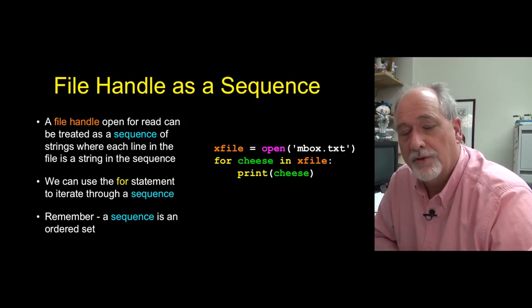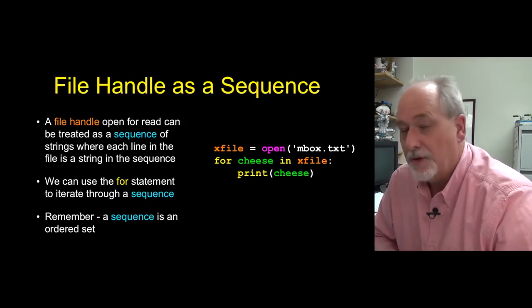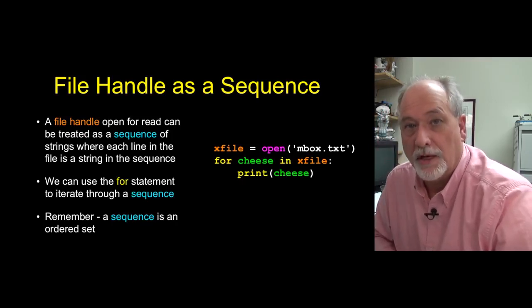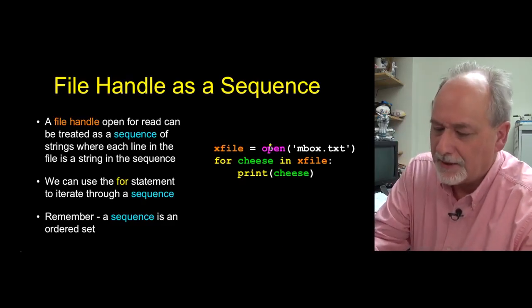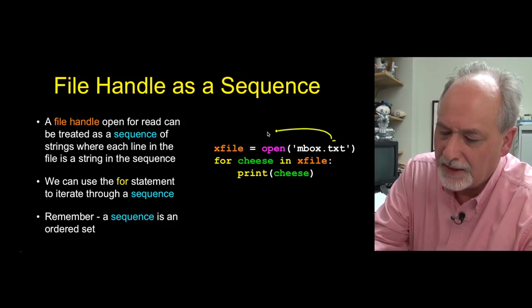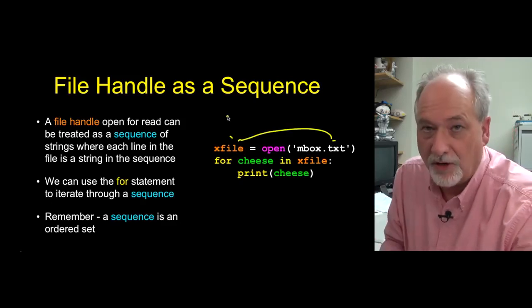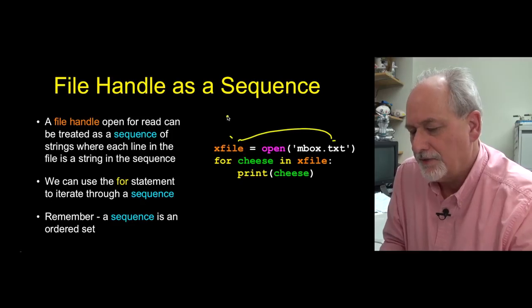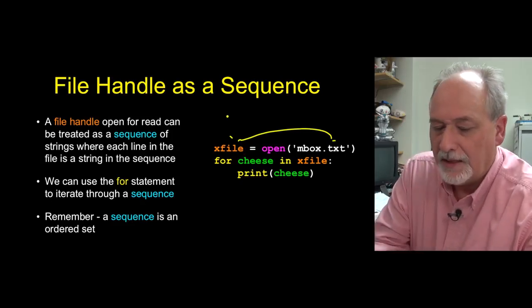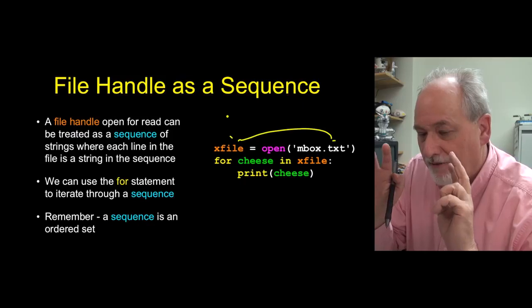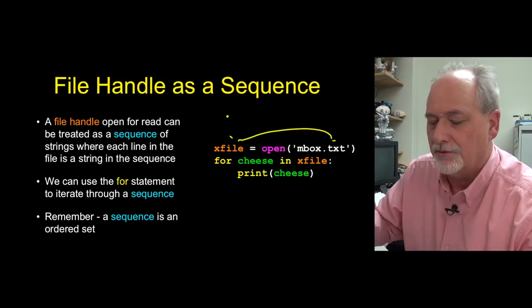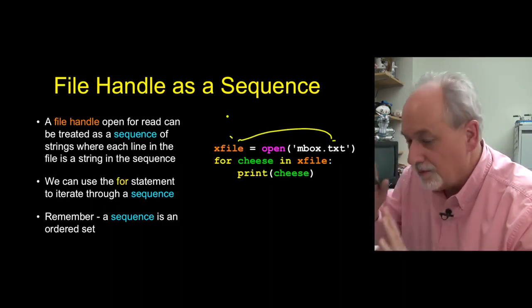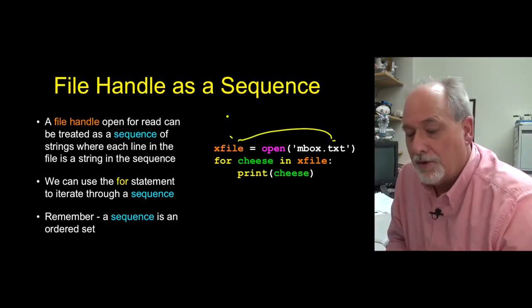So we're going to find that there's a number of different ways that we can read through the file. But the most common way is to treat it as a sequence of lines. And we're going to use the definite loop, the for loop, to do this. What happens here is we open the file and get back a handle. That handle, xfile, is the variable I just named xfile. That's not the data, but it is a sequence. That file handle represents to Python a sequence that we can walk through and get all the lines. And it's the simplest, most beautiful, elegant way to read all the lines in a file.